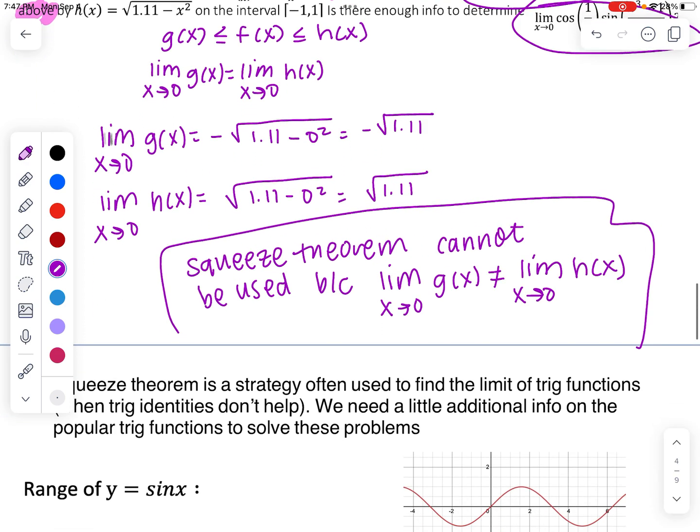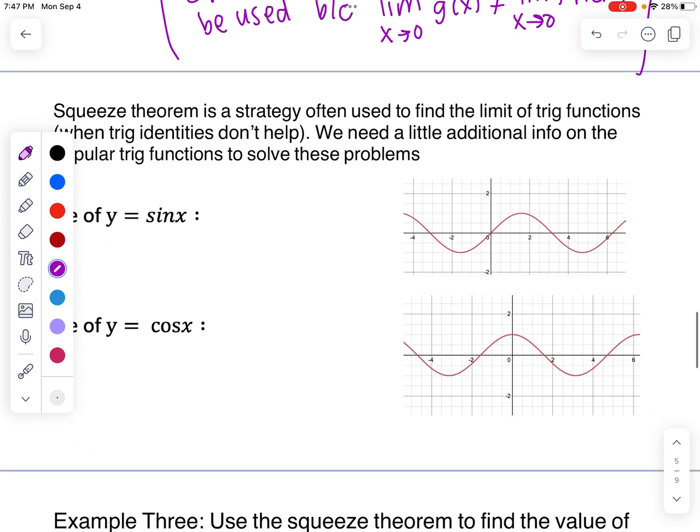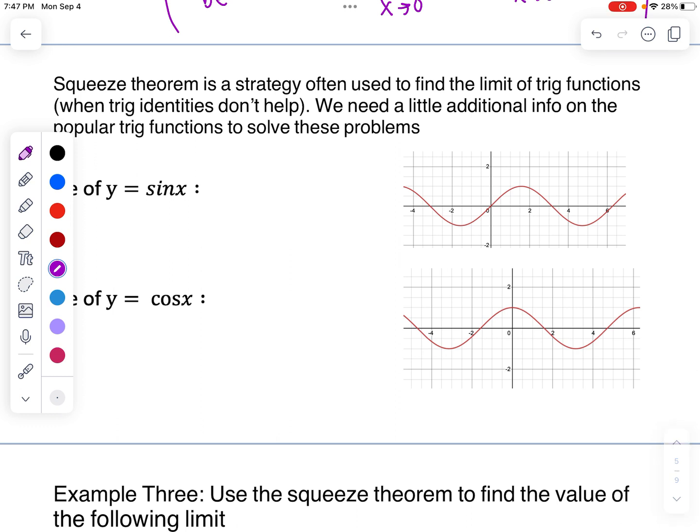Okay, so moving on. The squeeze theorem is a strategy often used to help us find the limit of trig functions when trig identities don't help. And I'll show you some examples of why trig identities wouldn't help on the next page. But in order to actually use the squeeze theorem with trig, we have to remember one thing about these popular trig functions. So this is the function right here.